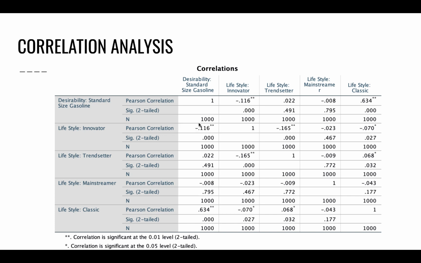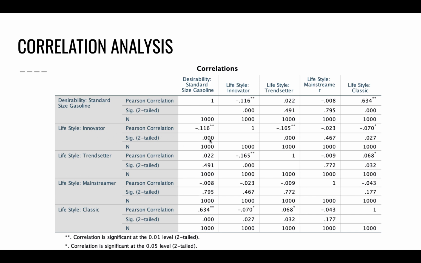For each cell, and I know it's not very well marked off, so it's kind of hard to see, but what I'm going over right now is one clump of data you want to analyze. So the relationship between being an innovator or considering yourself an innovator and desirability for a standard size gasoline car, is it significant? Well, that will depend on your p-value here, 0.000. It's smaller than 0.05, so yes, we have a significant relationship between this variable and this variable.